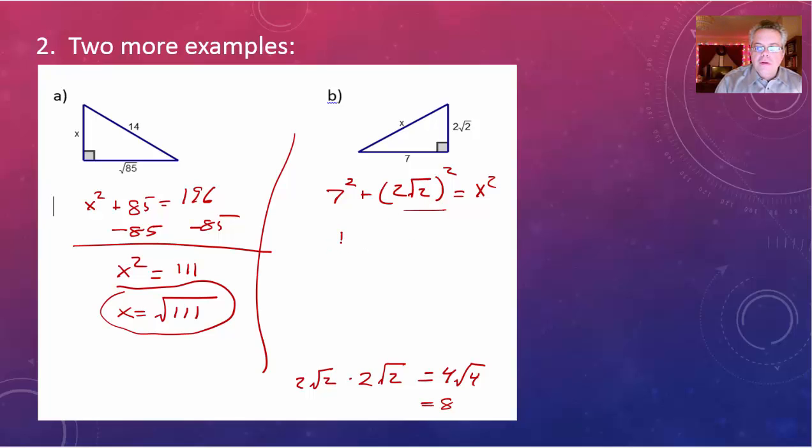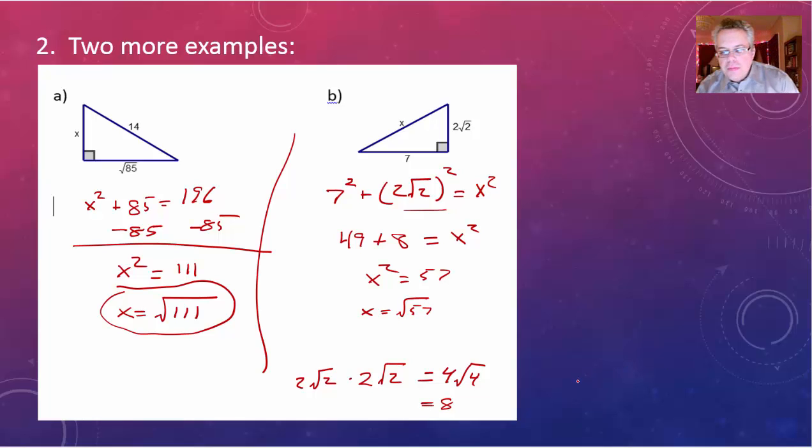So we got 49, that's from 7 squared, plus 8 is equal to x squared, or x squared equals 57. So x equals square root of 57. 57 can only be split up into 3 and 19. That's no good because there's no perfect square there. So this one is finished.